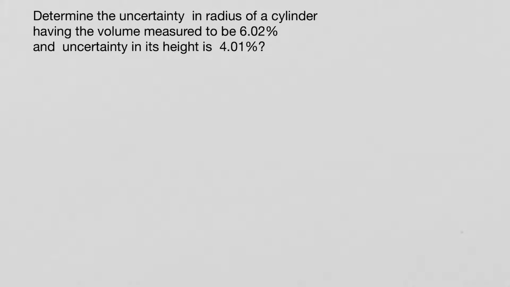The question says: determine the uncertainty in the radius of a cylinder having the volume measured to be 6.02% and uncertainty in its height to be 4.01%. So let's solve this question. Here they have given two values, uncertainty in the volume of a cylinder and uncertainty in the height. So we will write uncertainty in the volume first.